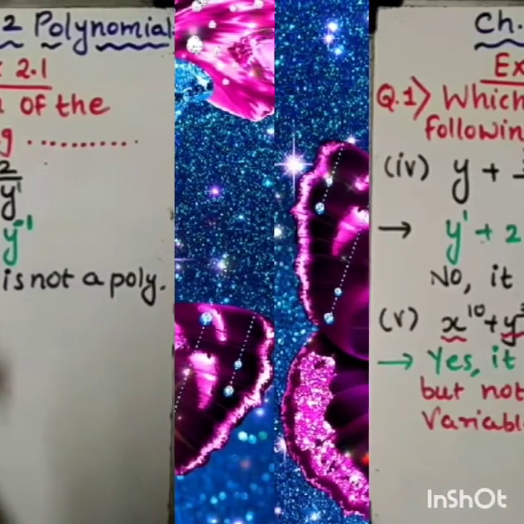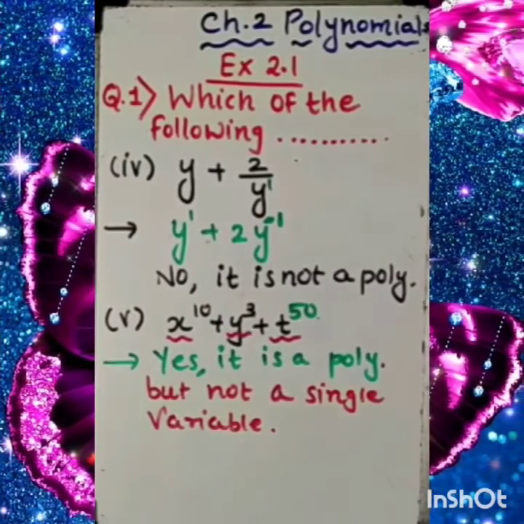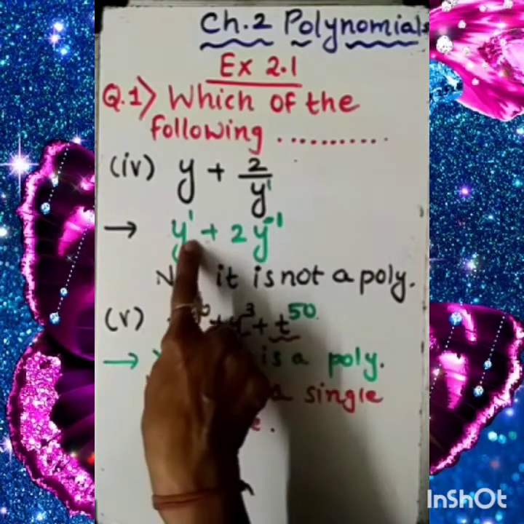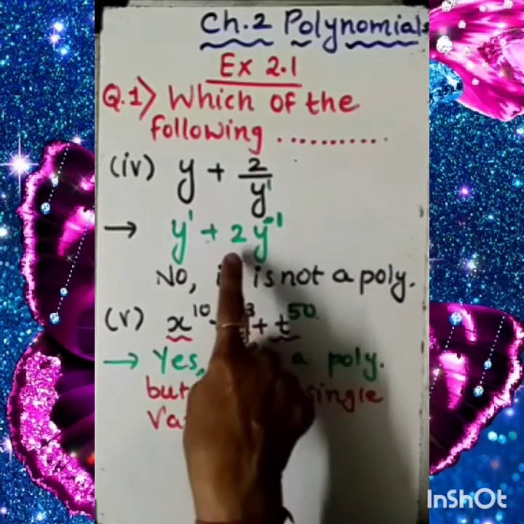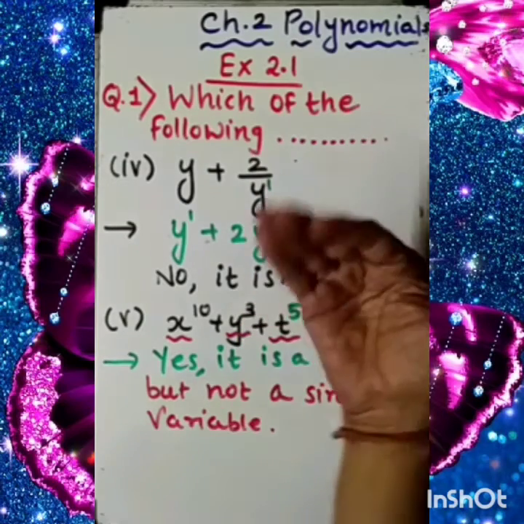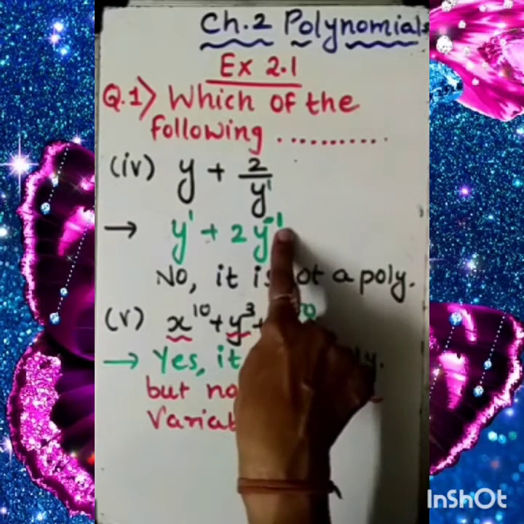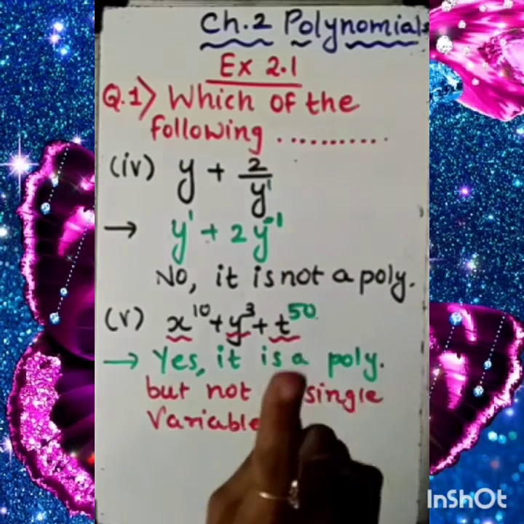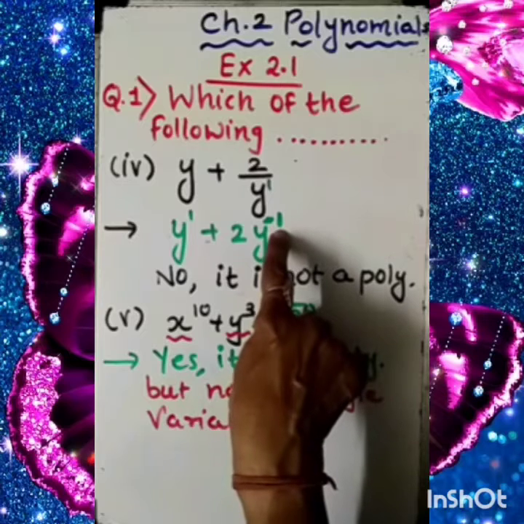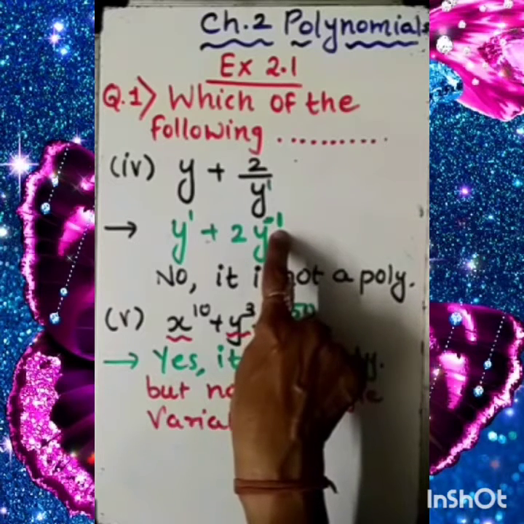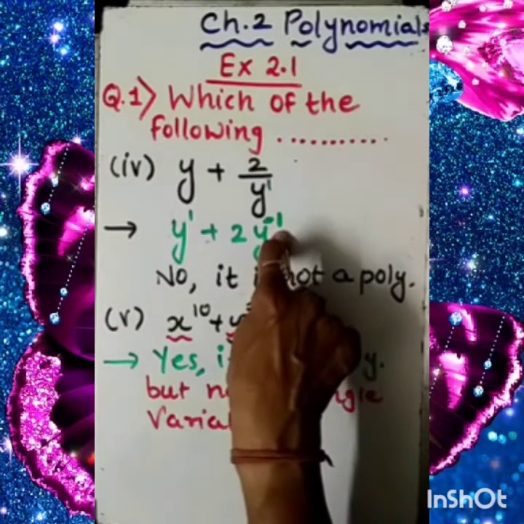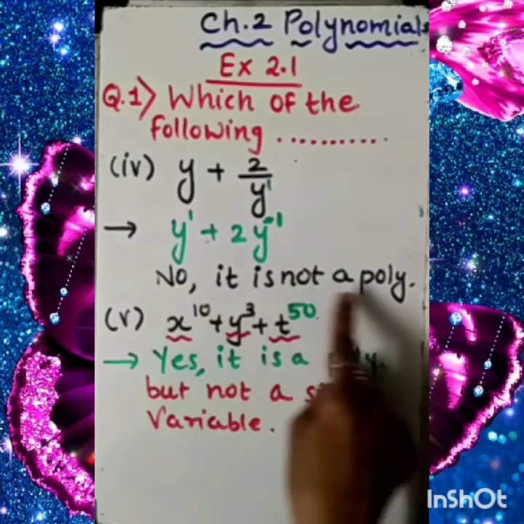Now look at your screen. We work out the fourth, y plus 2 upon y. Here y has one power. If I write 2 upon y to the 1 power in the numerator, then y will have minus 1 power. Agree? And as we know, for a polynomial the power should be a natural number. So this is not valid. It's not possible, the power is negative. So it is not a polynomial.